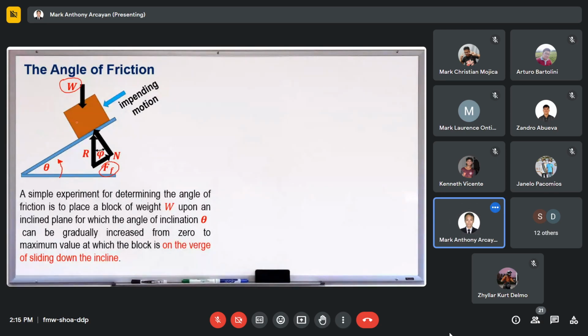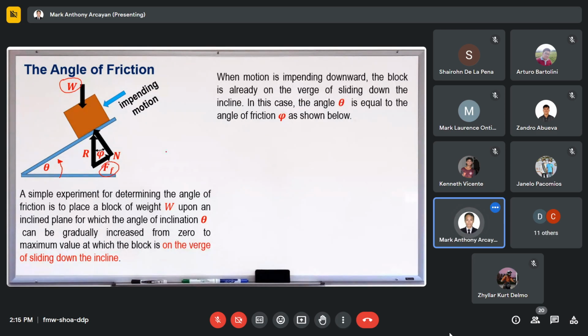The impending motion is downward, right? So to keep the block from sliding down the incline, the job of the inclined surface is to resist it. So its direction is upward, as you can see in the figure. Then the normal force is always perpendicular, and the reaction is upward. And then, we have here our angle of friction phi.